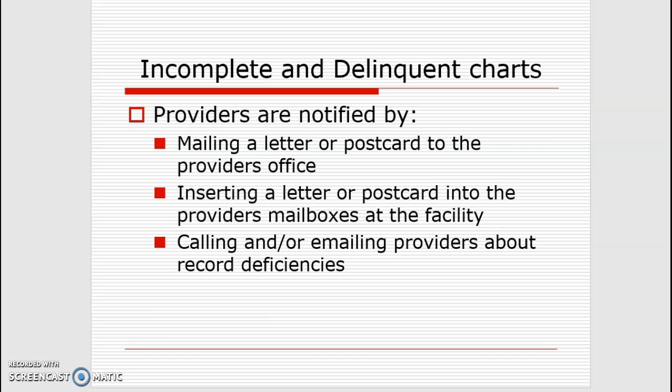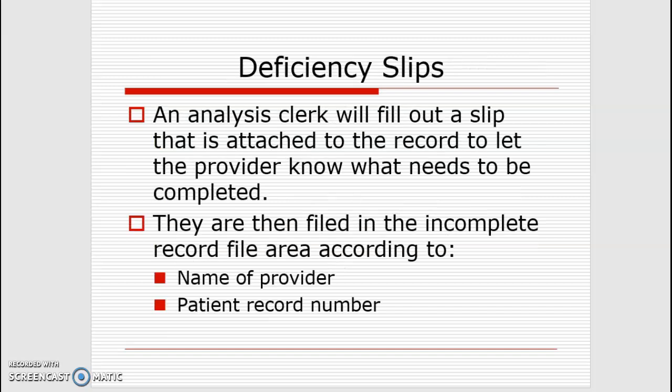Okay, so incomplete charts is possibly not having something signed, something missing out of it. So how do we tell the providers saying, hey, you need to sign the discharge summary or you need to sign a progress note? Mail a letter or postcard to the office, and anymore in this day and age, it's pretty much going to be email. Inserting that letter or postcard into the provider's mailbox at the facility. They do that. And then lastly, of course, calling them, emailing them about the record deficiencies.